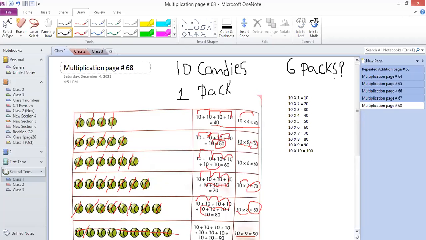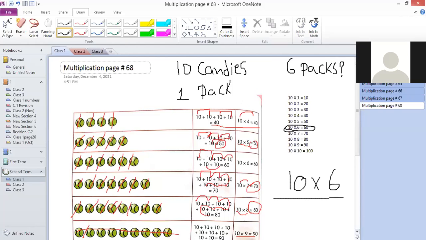So 10 candies in one pack means a group of 10 for 6 packs. That means 10 multiplied by 6. There are 10 candies in one pack and such 6 packs are there. So 10 by 6 equals what? 10 by 6 equals 60. So you will say there are 60 candies in 6 packs.